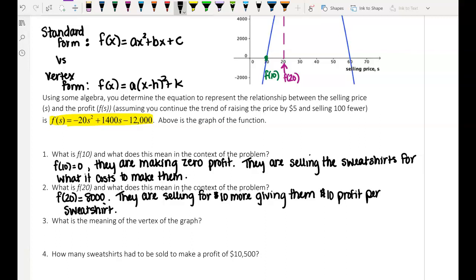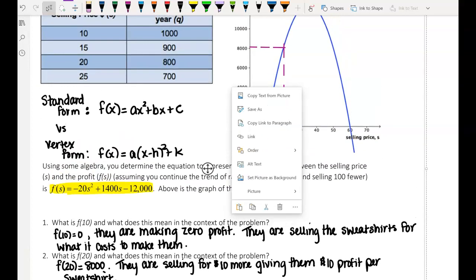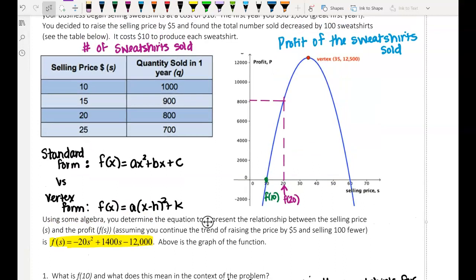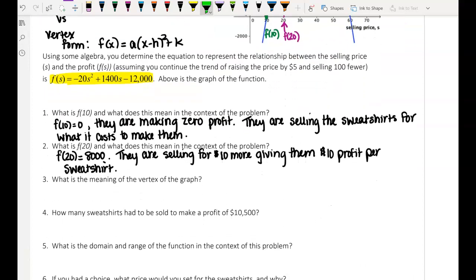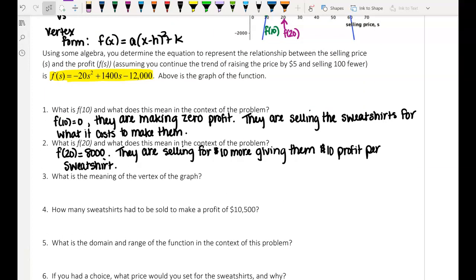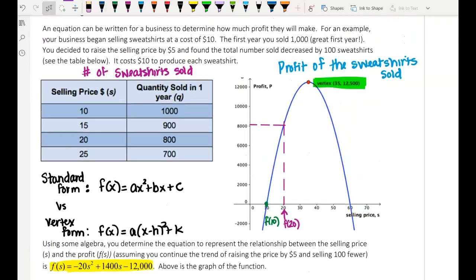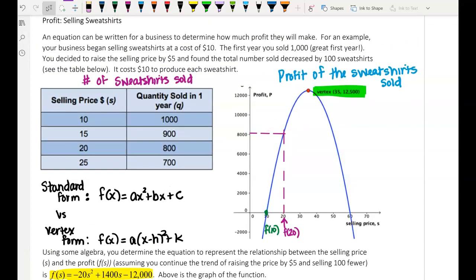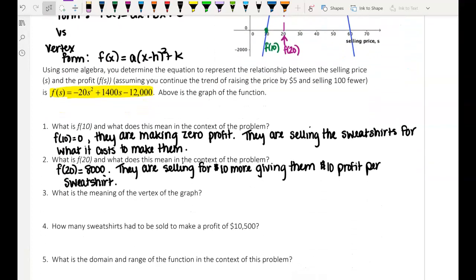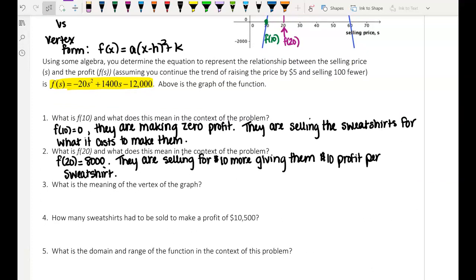So what is the meaning of the vertex of the graph? So they give us this vertex on the graph here. What does it mean, 35, 12,500? What is the meaning of that? It's the most I can make. It's the maximum amount of money that can be made.